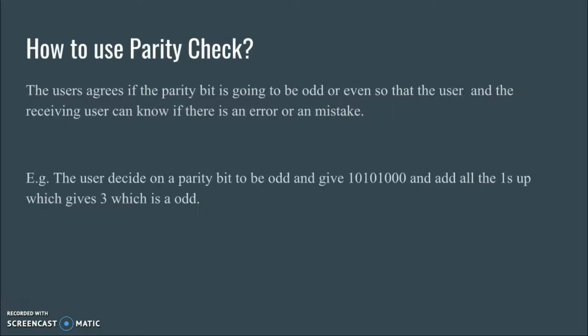How to use parity check. So first of all, the user agrees if the parity byte is going to be odd or even, so that the user and the receiver can know if there is an error or a mistake. So for example, the user decides on a parity byte to be odd and gives 10101000, and so you add all the ones up, which will give 3, which is odd. So that's how you use parity check.